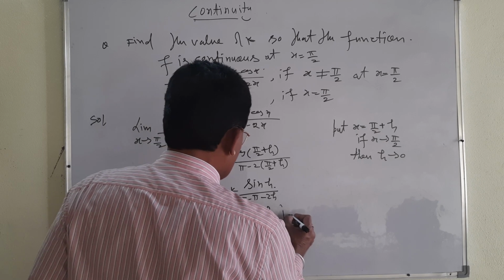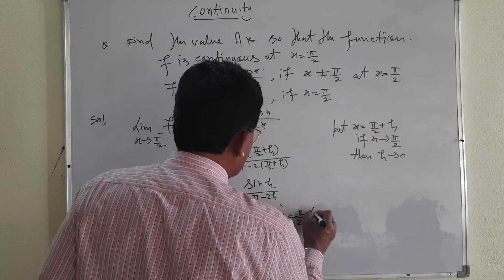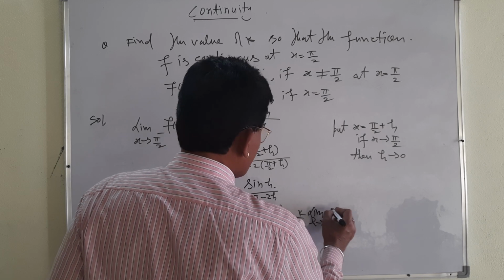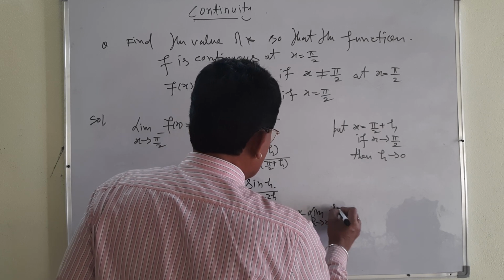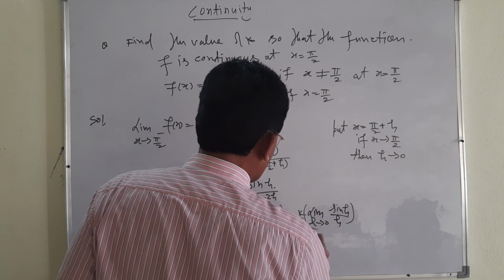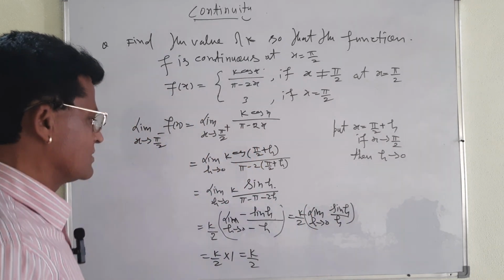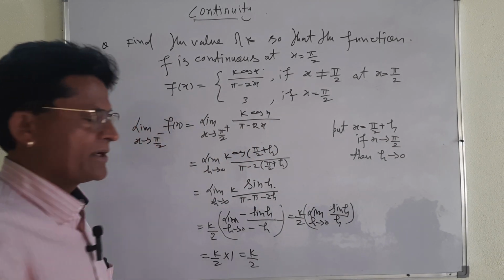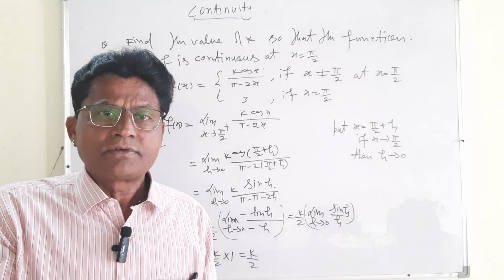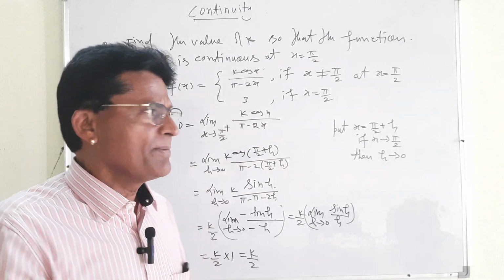It will be k by 2, limit h tends to 0, sin h upon h. Its value will be 1, so that is also k by 2. Means left hand limit will be k by 2, right hand limit will be k by 2. Okay, both values are k by 2.